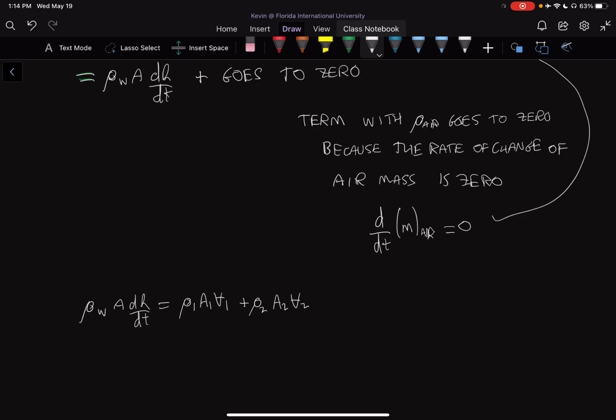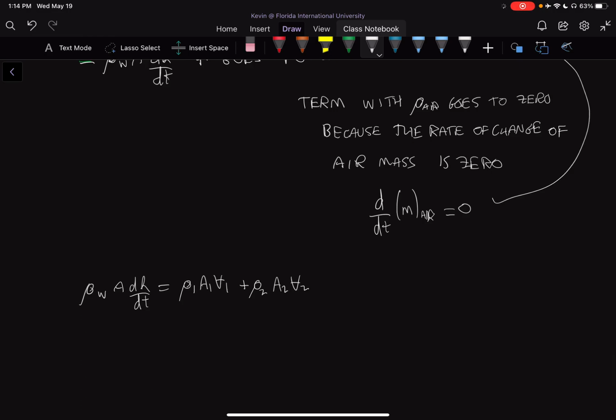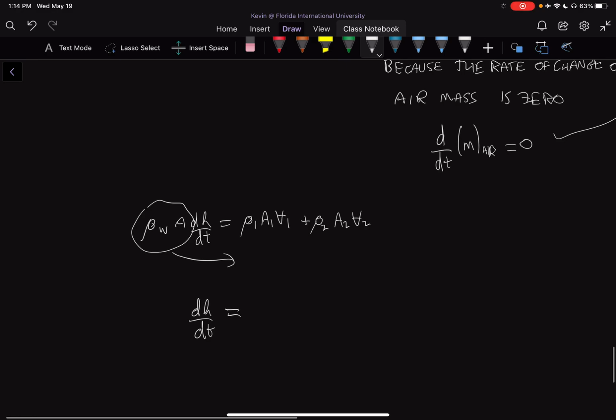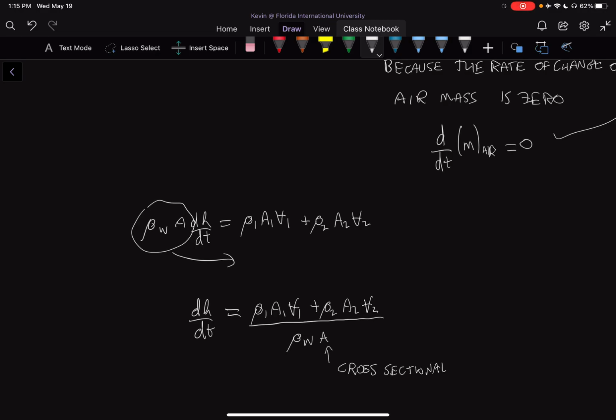So if we rearrange this equation and bring these two terms to the right-hand side, we can say that dH/dt, which is the expression we were looking for, is equal to rho 1 times A1 V1 plus rho 2 A2 V2 divided by rho water times area. And remember, this is not the area of the entrance, this is the cross-sectional area of our tank.